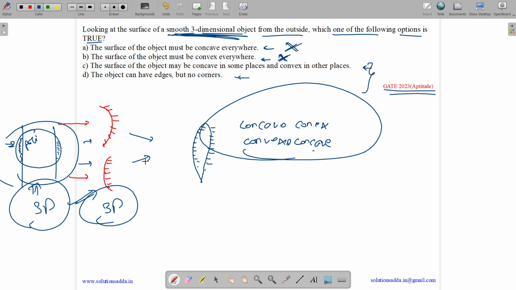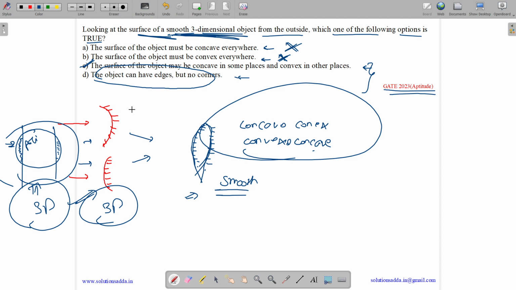Now see, the texture of this object is smooth because it will have a continuous even surface. We have polishing and it is a mirror. So it's a smooth surface. Okay, it will not have any holes or bumps or any rough surface. Okay, so this is a smooth surface. Now we need to see whether the object can have edges but not corners. See, option C is true. The surface of the object may be concave in some places and convex in other places. C is for sure true.